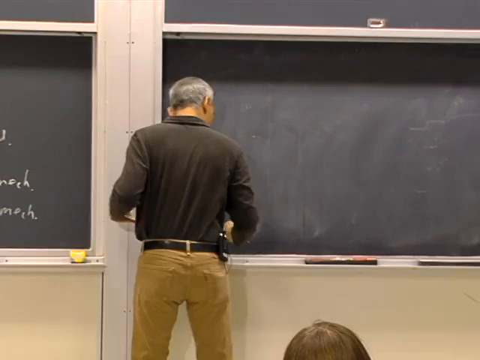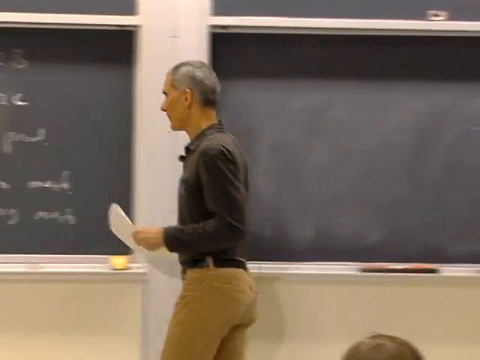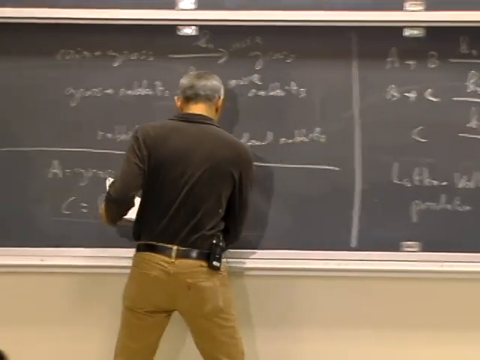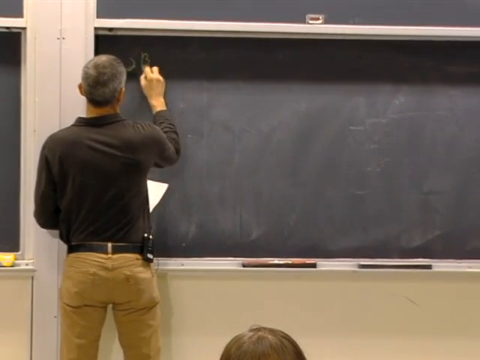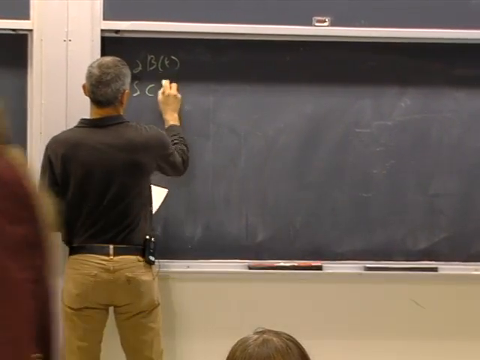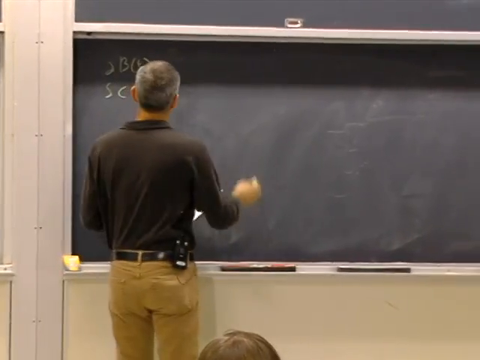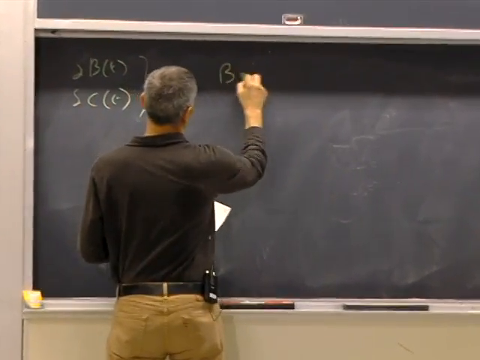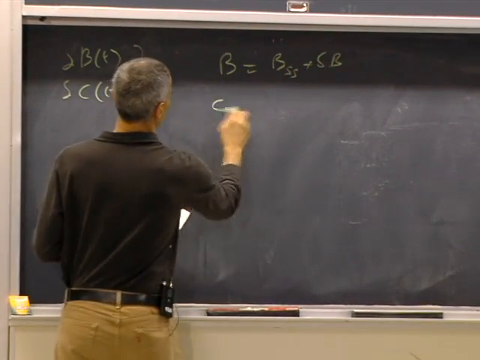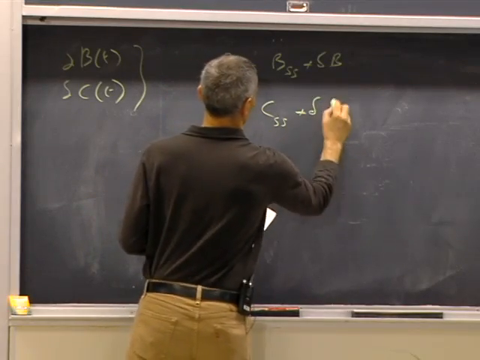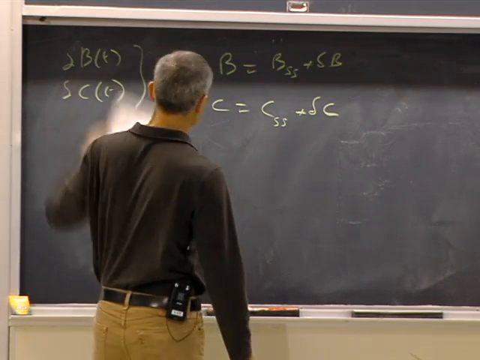I'm going to do everything in green because I lost my white chalk. We want delta B and delta C as a function of time. So that means that we start with B is B steady state plus delta B, and C is C steady state plus delta C. And we put that in our equations for dB/dt and dC/dt.